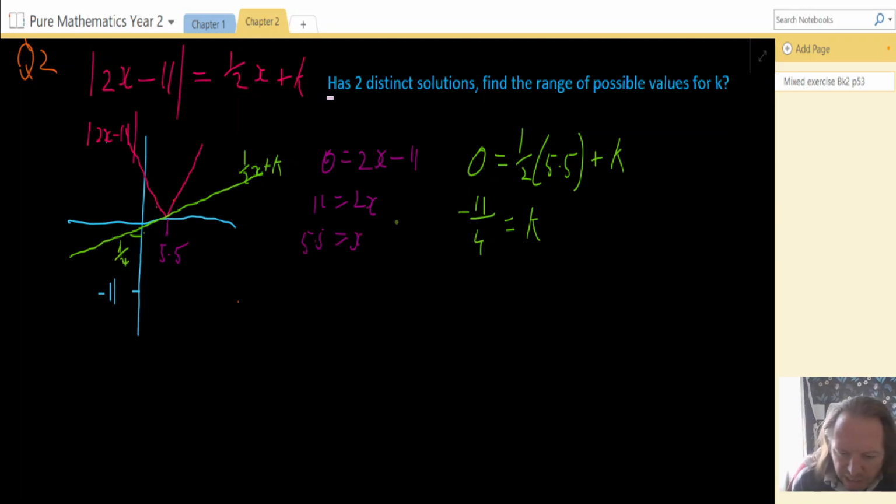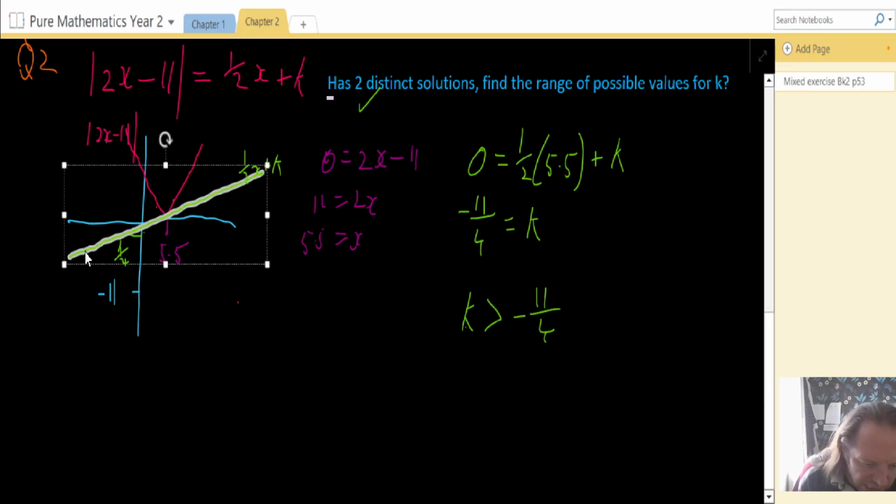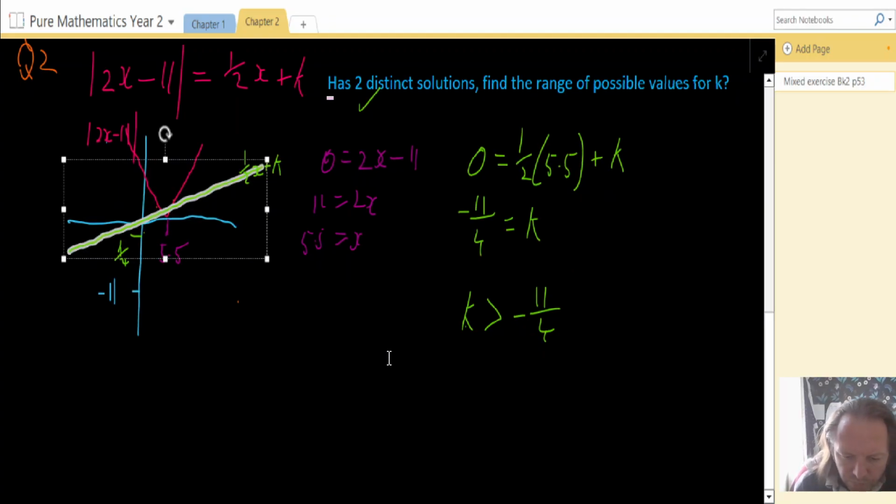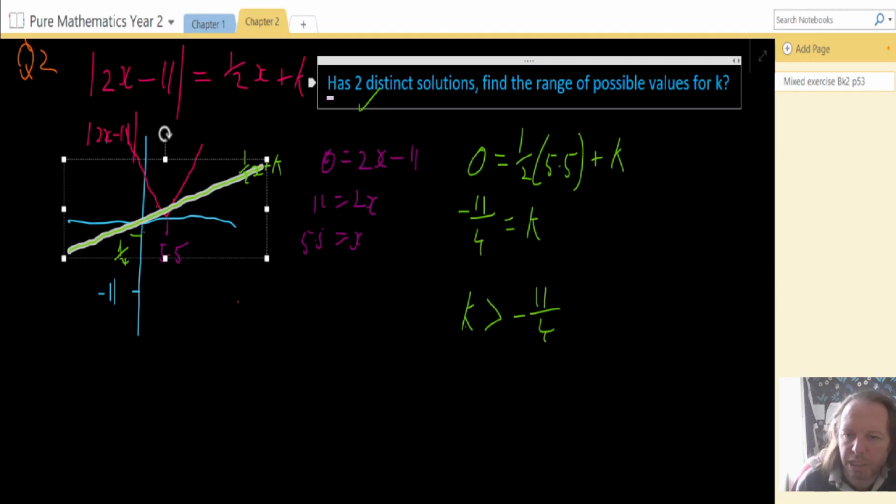Okay, which makes sense. Now, what is the range of possible values? Well, at that point it would have one solution, but we are told it has two solutions. So we need k to be anything greater than minus 11 over 4. And at that point it's always higher, and thus will touch the graph twice, giving it the idea there that it comes up like this. Okay, so k is greater than minus 11 over 4.